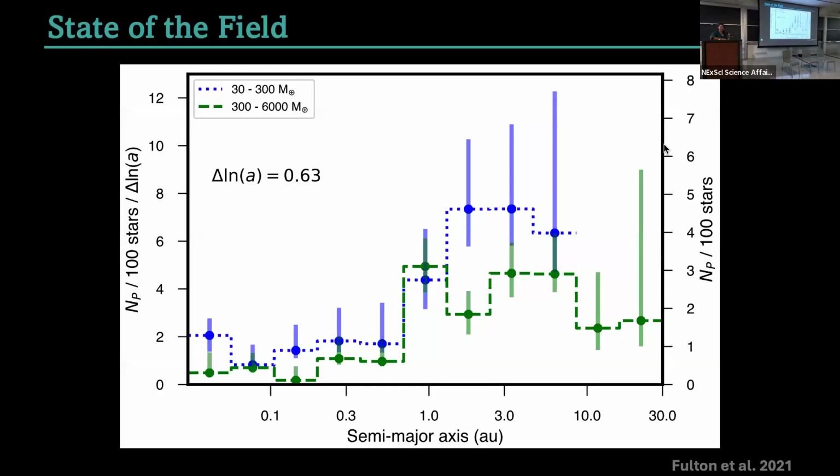So to talk a little bit about the state of the field, I have exactly one demographic plot in this whole talk, and it is this one. So this is work from BJ Fulton in 2021. It turns out that doing demographics on radial velocity surveys, especially long ones, is hard because there are a lot of decisions that are made over the course of 10 to 20 to 30 years about which stars to observe and how often to observe them.